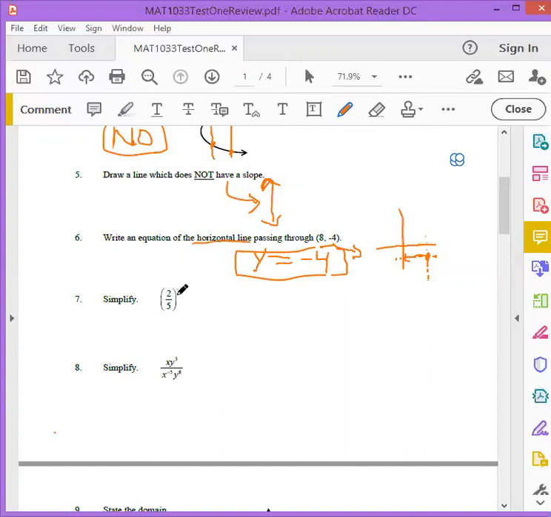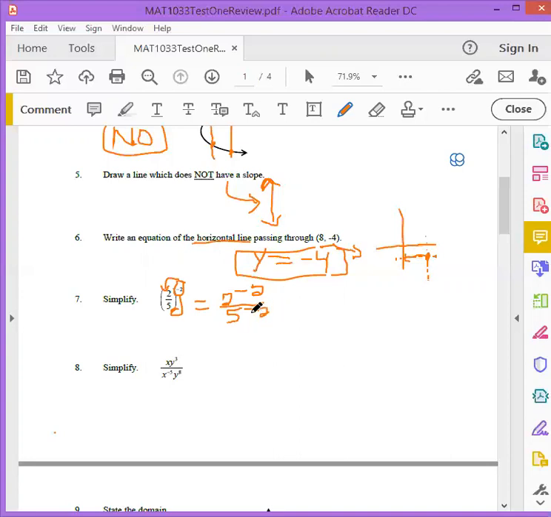Now simplify 2/5 raised to the -2nd power. First of all, we know we need to make this power positive. We eventually will have to distribute the term, so let's go ahead and do that first. Distribute that power. So we'll get 2 to the -2nd power divided by 5 to the -2nd power.